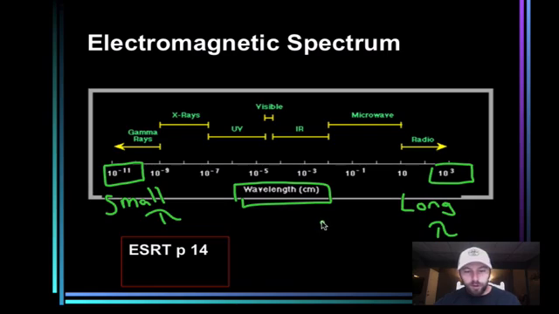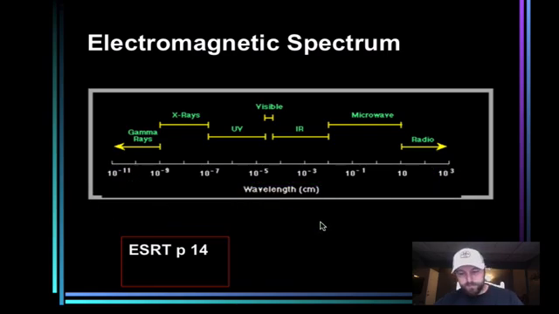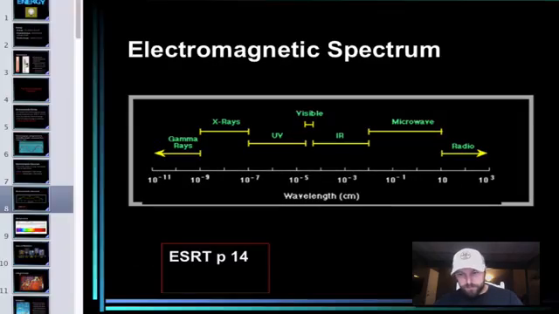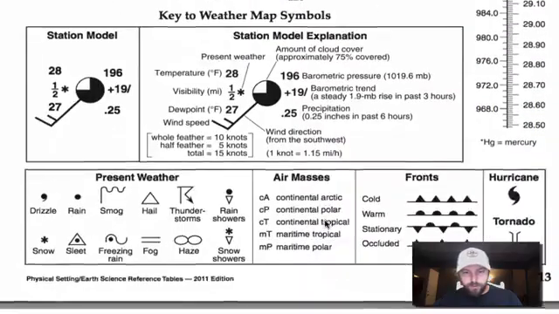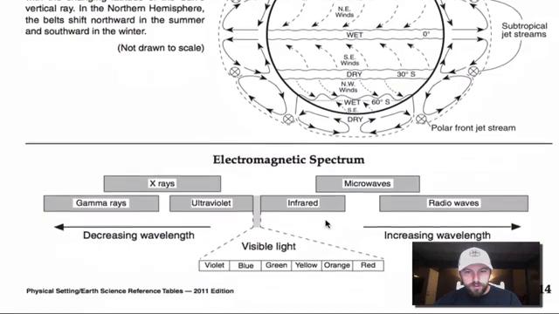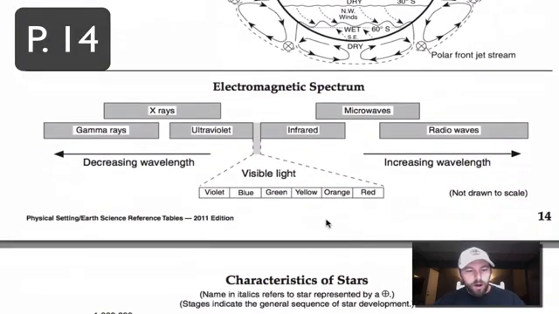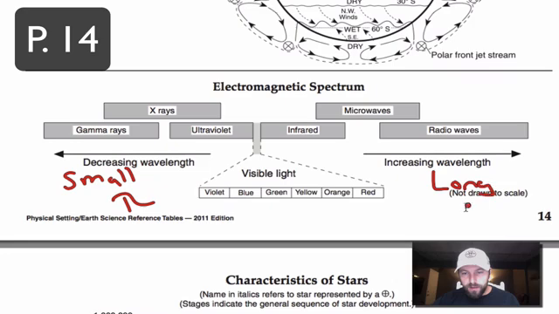Okay, if we go to our reference table, page 14, next page, we can see here our electromagnetic spectrum. Okay, decreasing wavelength, they're small all the way on the left here. And notice we got gamma rays, X-rays, ultraviolet, all small wavelength, versus long wavelength over here towards radio waves.